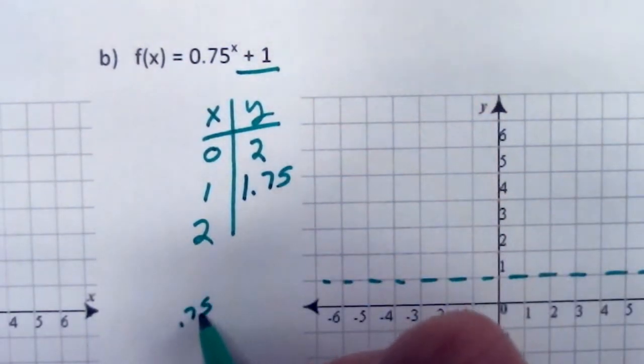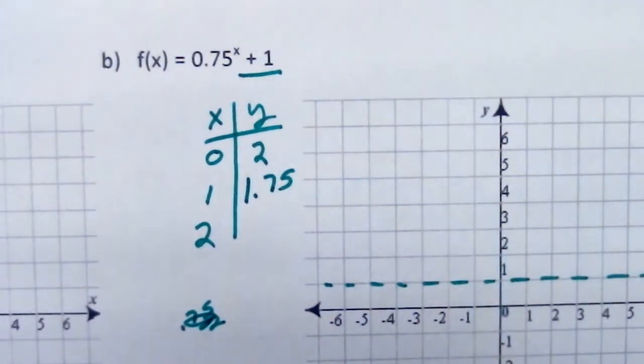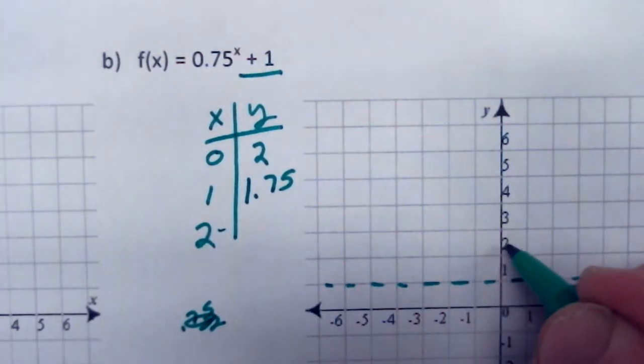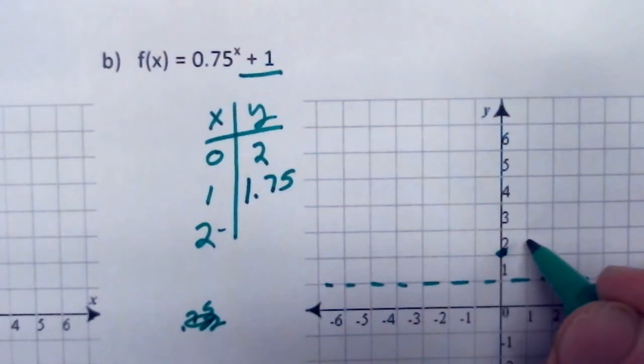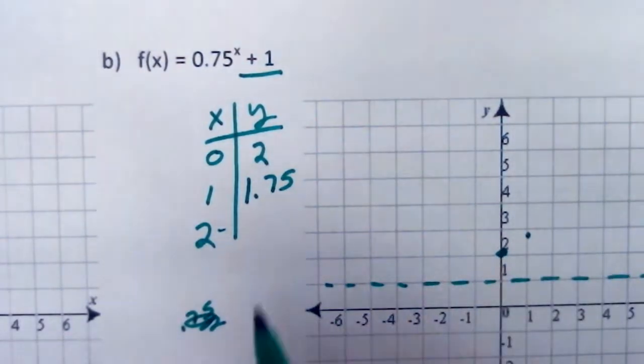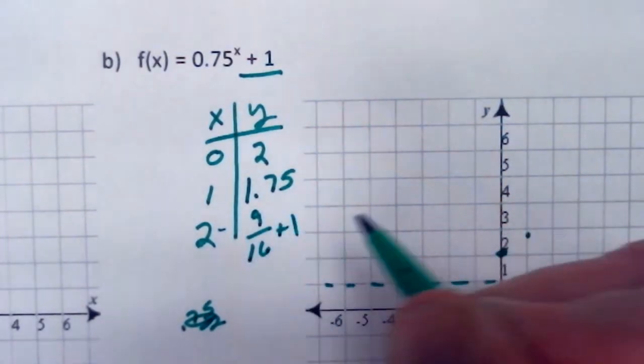Okay, 0.75 squared. I'm going to grab a calculator. What's 0.75 squared? Oh well, whatever it is, it's going to be a bigger number. So 0, 2; 1, 1.75. 9/16? Okay. Oh, duh. There you go. 9/16 plus 1 is 1 and 9/16.